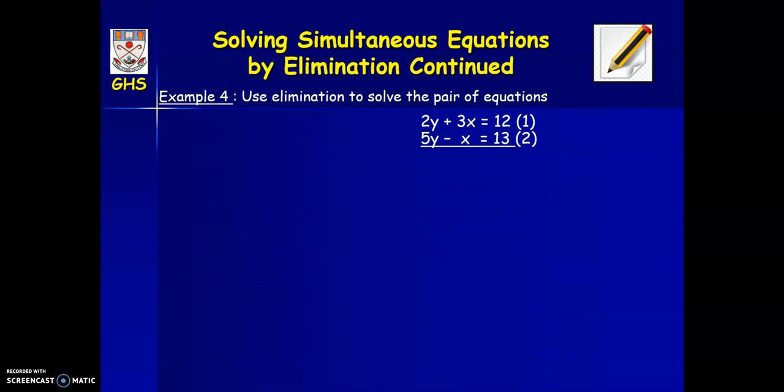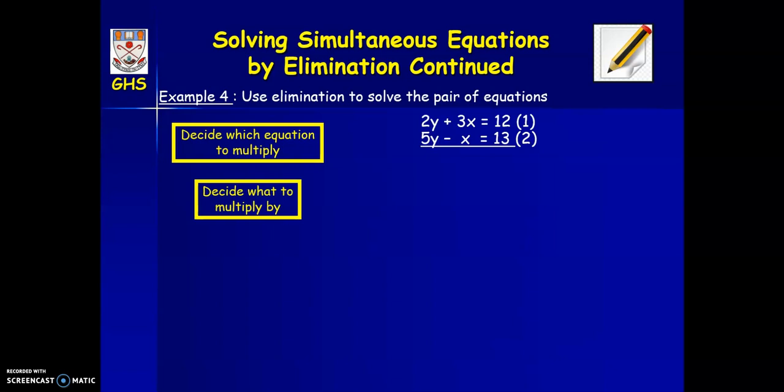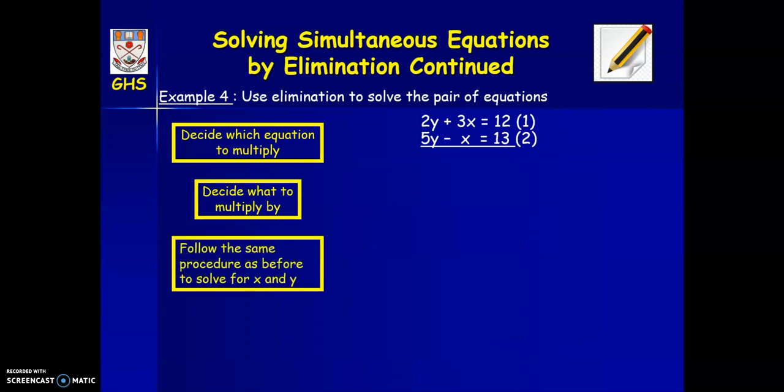So example 4, this time we have the pair of equations 2y plus 3x equals 12 and 5y minus x equals 13. Exactly the same process. Decide which equation to multiply, decide what to multiply by, and then follow the same procedure as before. So looking at equation 1 and 2, we can see we need to multiply equation 2 by 3. Equation 1 remains the same. Equation 2 becomes 15y take away 3x equals 39, and we relabel this as equation 3.